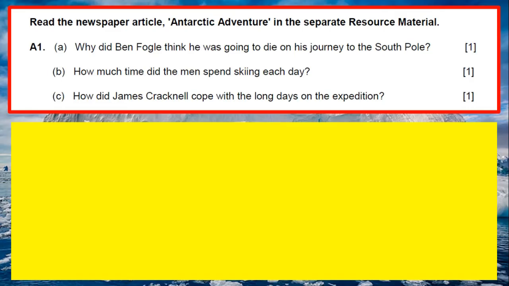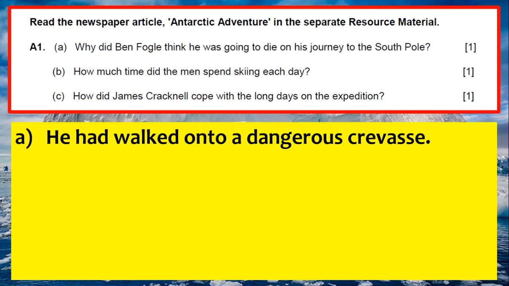So A, why did Ben Fogle think he was going to die on his journey to the South Pole? He'd walked onto a dangerous crevasse. Okay, so I'm not going into massive detail. I don't need any analysis. I'm just answering the question.